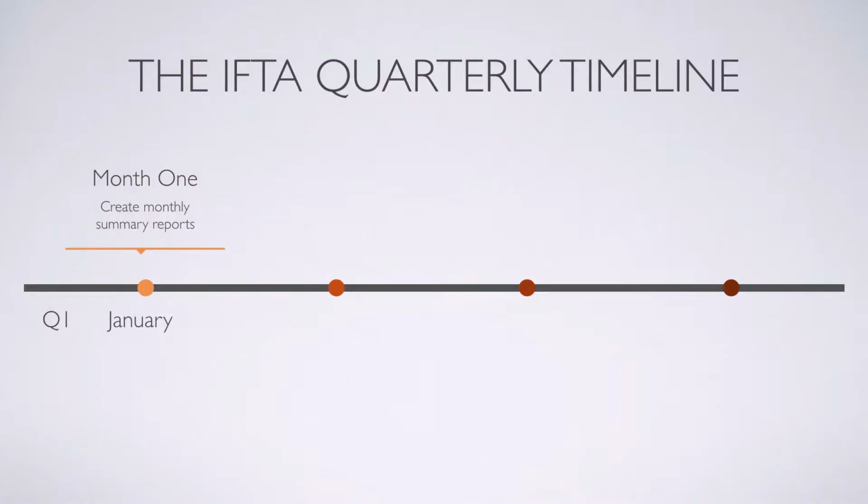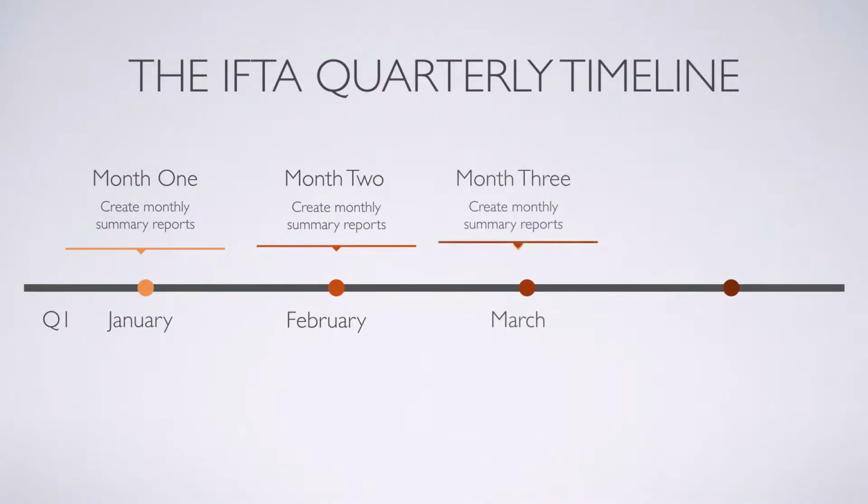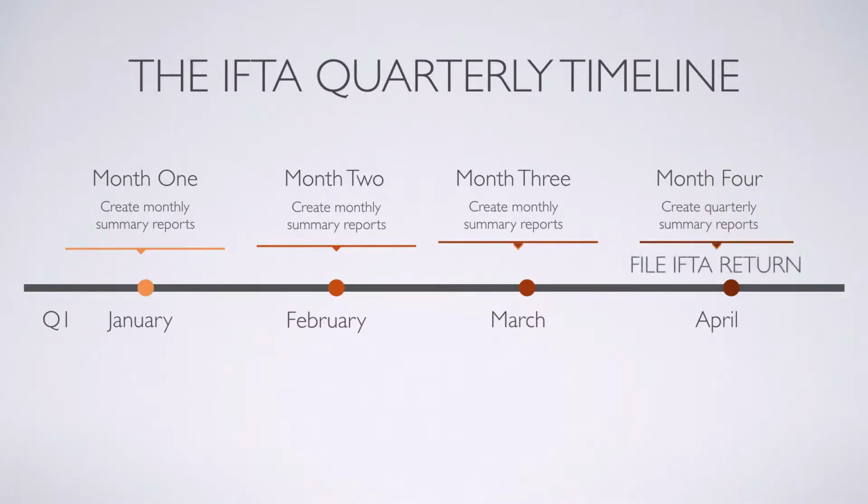So let's start, because IFTA is on a calendar year. Quarter 1 in January. In month 1, we create monthly summary reports. Again in February and March. Now in April, we create our quarterly summary reports for Q1, quarter 1, January, February, March. And then we file the IFTA return.